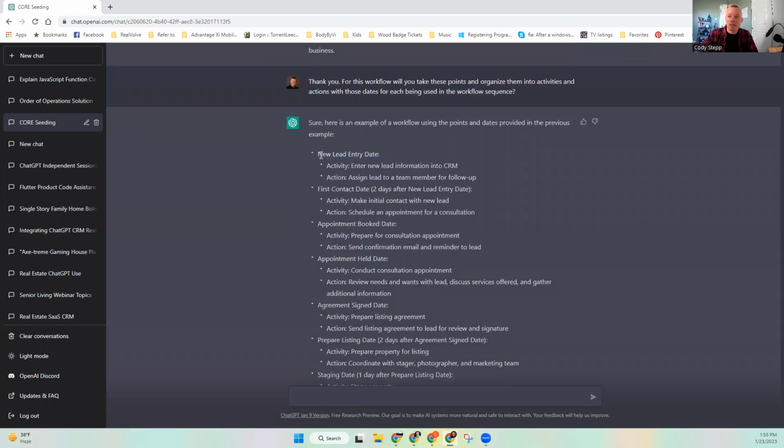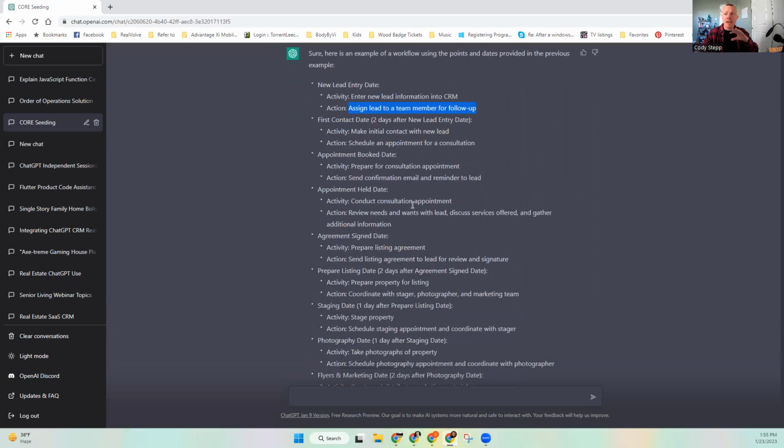So I could title this activity the new lead entry date. And I know the activity is going to have that. There's an action assigned to it so that I know how to follow it. Again, all of these things are the skeleton, so maybe I need to tweak them. Schedule an appointment for a consultation. Maybe that's not detailed enough. I don't know. Maybe for your specific needs, that's exactly what you need, just to get the juices flowing.